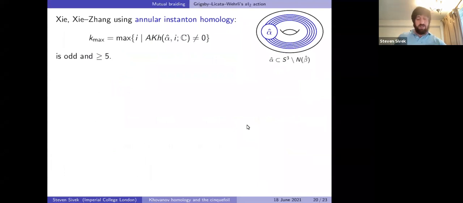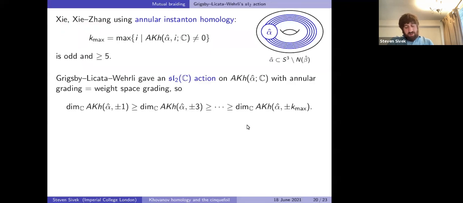Okay, now using some very non-trivial work in gauge theory, there's some work of Xie and Zhang using so-called annular instanton homology, which is, again, something you associate to knots in a solid torus. They proved that if you look at that grading on annular Khovanov homology that measures winding around the torus, that third grading, then the maximum grading in which it's supported is odd, and it has to be at least 5. And the reason for that is that this knot winds around the solid torus 5 times.